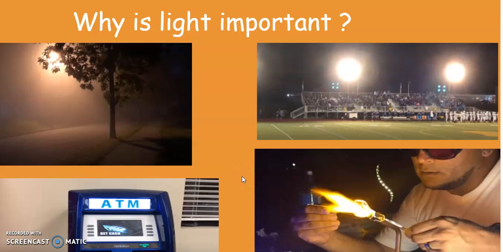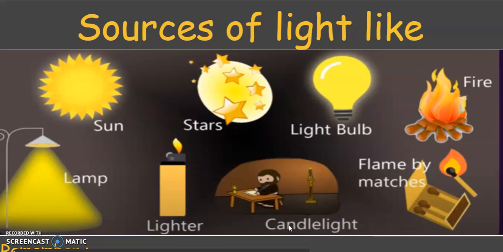Why do you think light is important? Because maybe little lights like this light up streets, big lights like this light up a stadium. Some lights like this light up screens, while light like this comes from a flame. Sources of light are all around us. Rarely do you see darkness, maybe when you go to sleep. Let's go to the next slide.